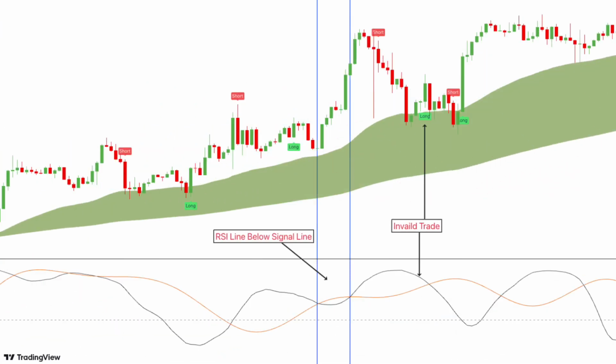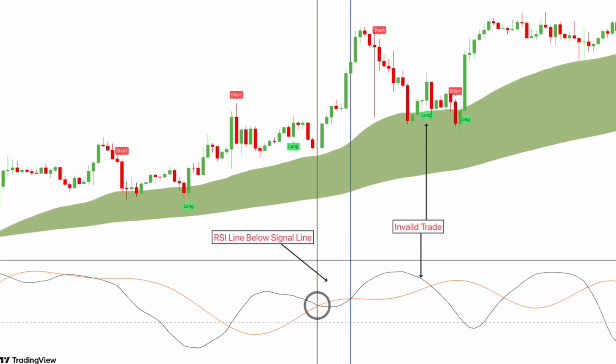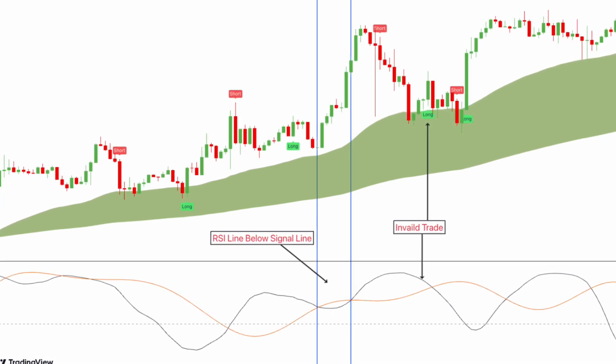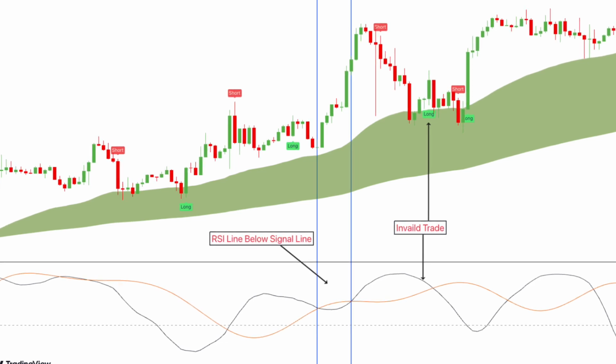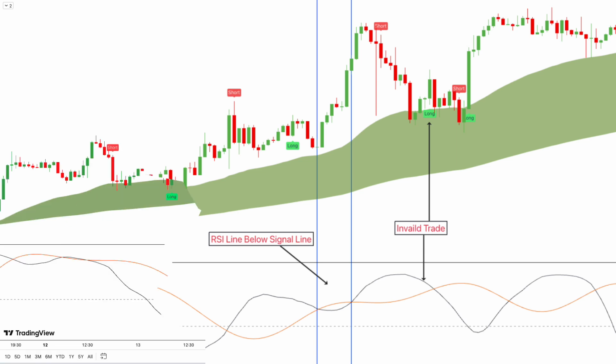Now here's a super important thing to remember. Pay attention. If this black RSI line goes below the signal line, you wouldn't take any more trades even if the RSI line crosses back above. An entry like this one would not be valid. Instead, you would wait for both the RSI line and the signal line to go under the midline and then start over with the entry conditions.